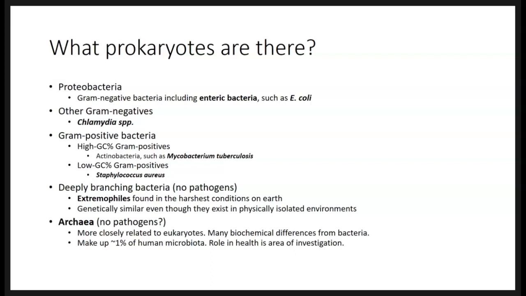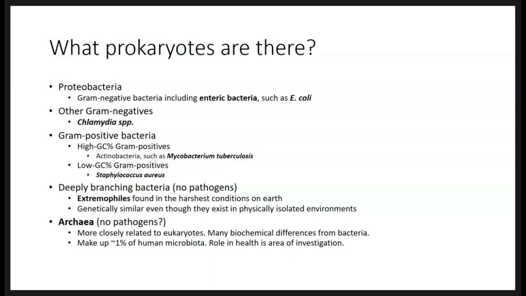There are a couple of additional groups that you should know about, but don't have a huge impact on human health. For example, the deeply branching bacteria, which do not include any pathogens that we know of. These are extremophiles that are found in the harshest conditions on Earth. So these organisms live in some very harsh and isolated environments all over the planet. However, when we look at them, they are genetically similar even though they exist in physically isolated environments.